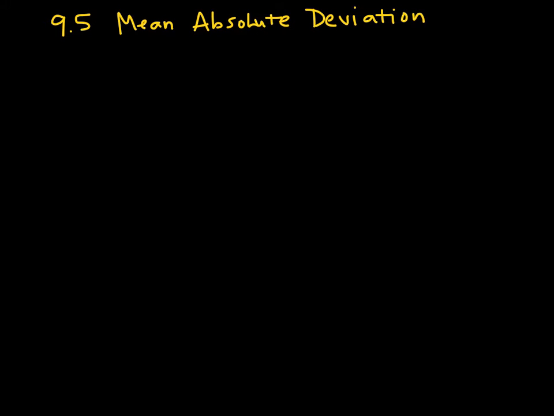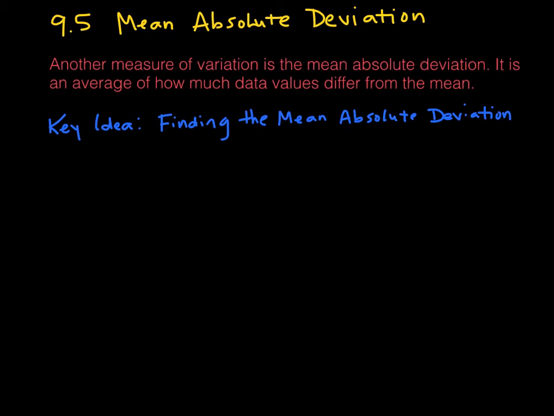9.5 is mean absolute deviation. This is our last measure of variation that you're going to learn. So here we go. Another measure of variation is the mean absolute deviation. It is an average of how much data values differ from the mean. So our key idea is finding the mean absolute deviation, and there are steps to take.